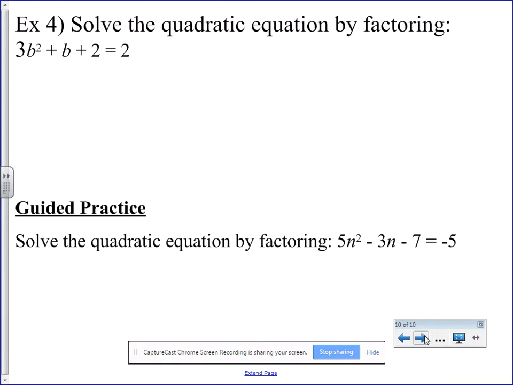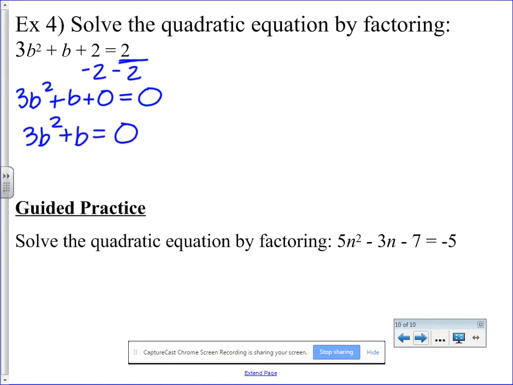Now I want to make a comment about example 4, so we haven't done it yet. You have to make sure that your right side is equal to 0. If it's not, you have to make it equal to 0. So to get rid of this, you subtract 2. I'm going to subtract it only from the like term. So that's going to give me plus 0 equals 0, which then, that's just this. And then I can factor out the b.